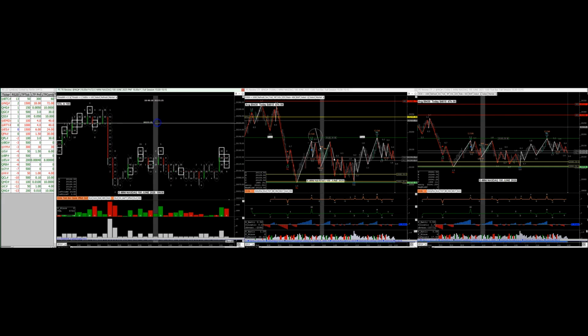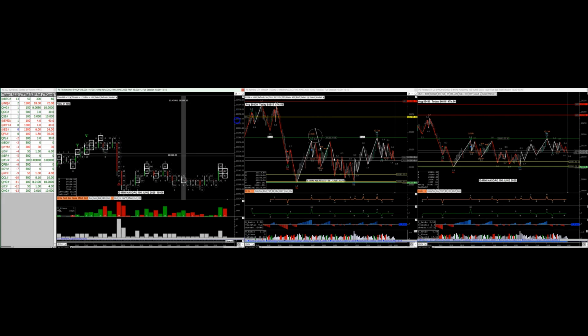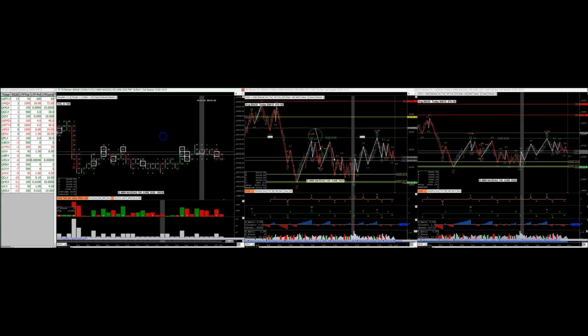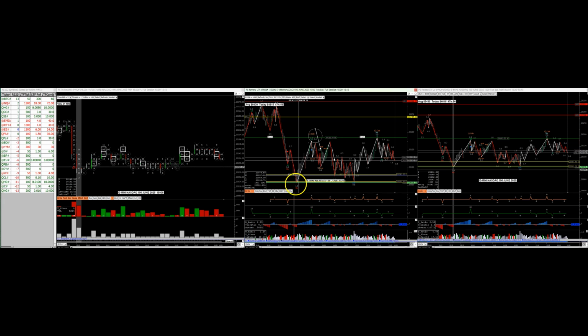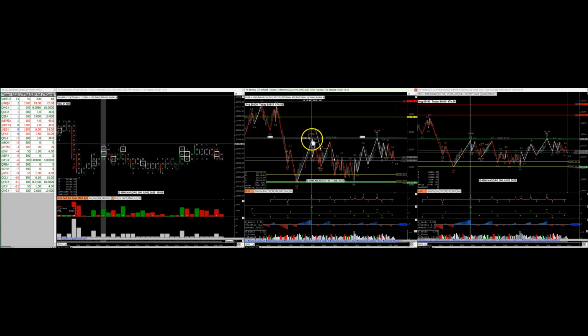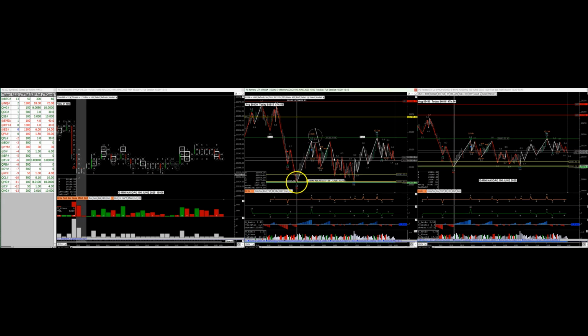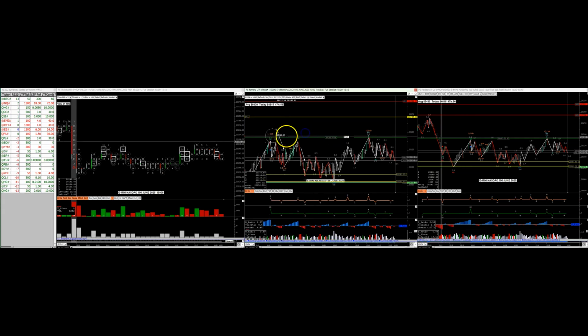All right, so basically on the wave chart, you can see that it went to a level and then buying activity came. So that's all there really is to it. Buying activity came. What was that buying activity?